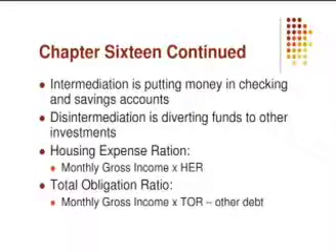Intermediation is putting money in a checking and savings account. Disintermediation is diverting funds to other investments. The housing expense ratio is your monthly gross income times that housing expense ratio. The total obligation ratio is your monthly gross income times your total obligation ratio minus other debt. And that's the end of our Chapter 16 review.